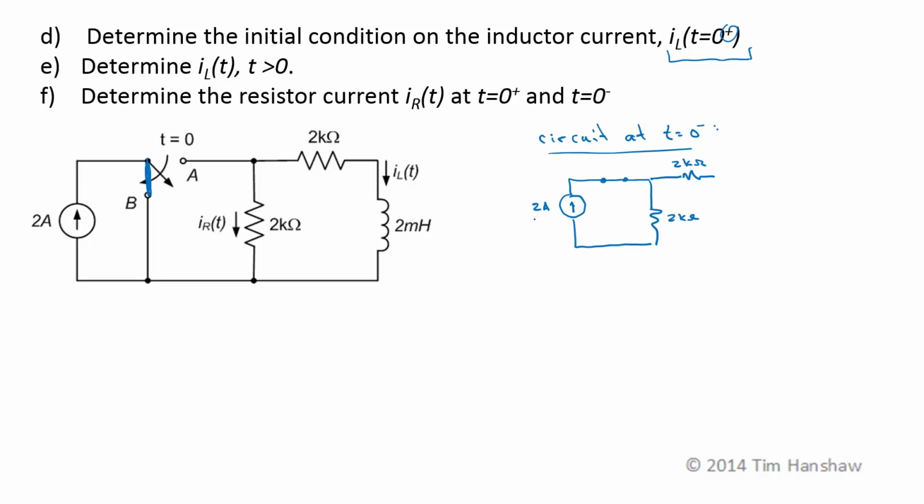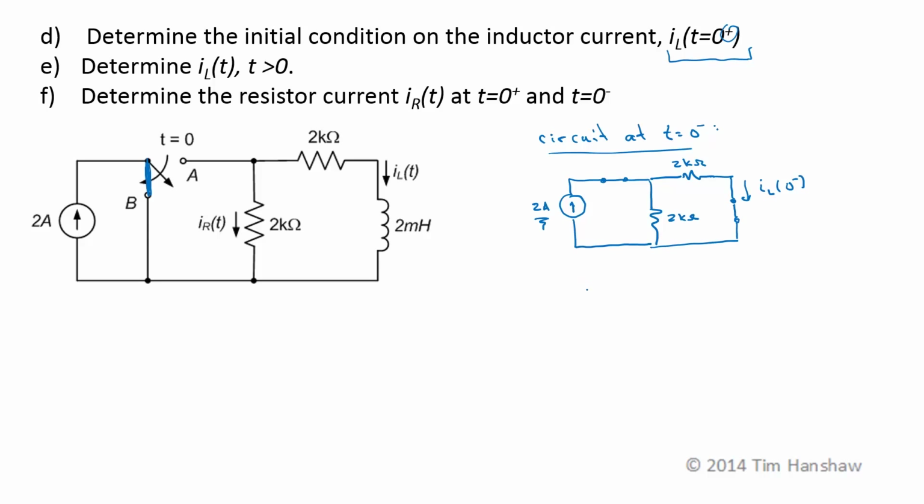That means that with a constant forcing function, the inductor current is going to be constant because we'll be looking at the particular solution to a differential equation with a constant input. So the inductor looks like a short circuit. And this is I sub L at t equals 0 minus. This circuit we can solve.